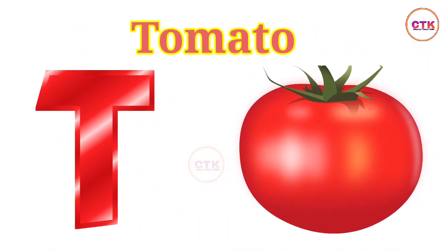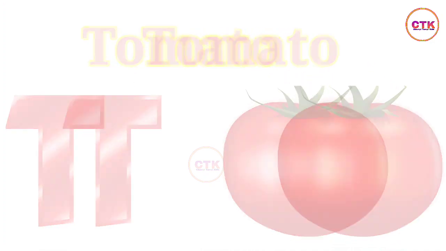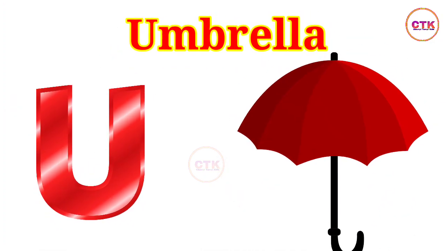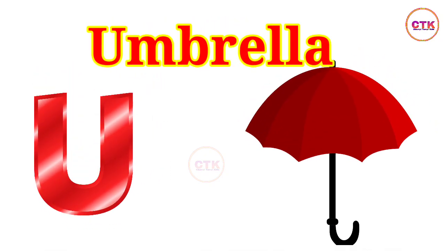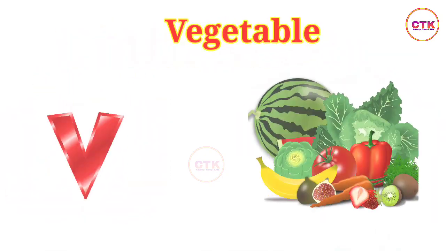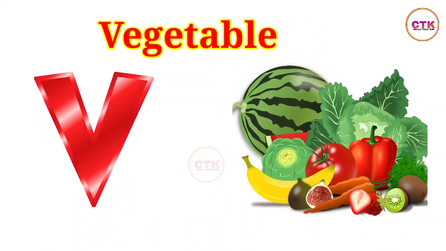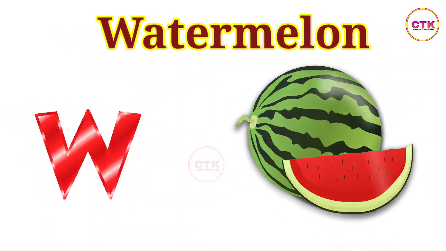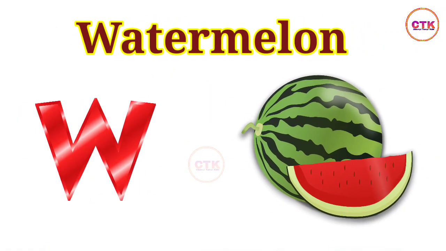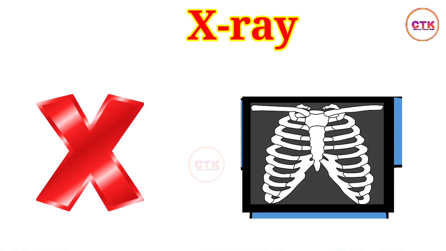T for tomato. U for umbrella. V for vegetable. W for watermelon.